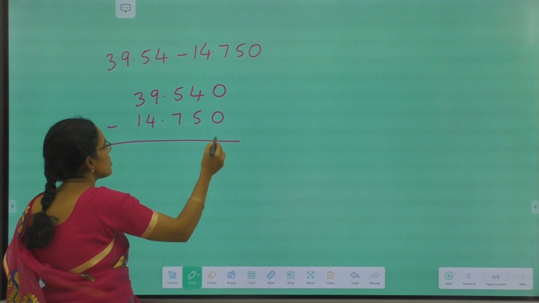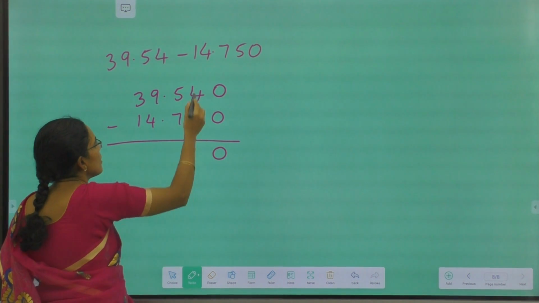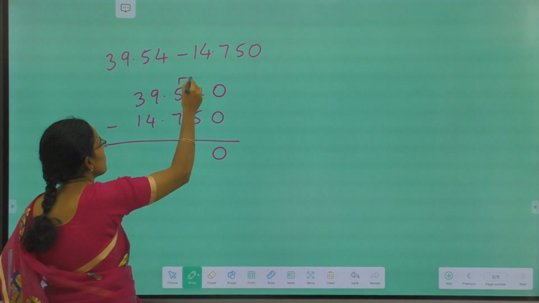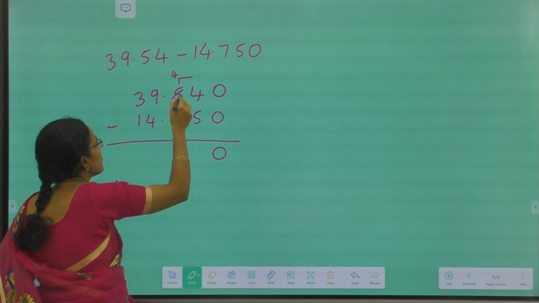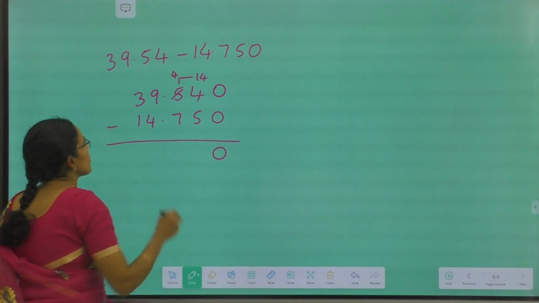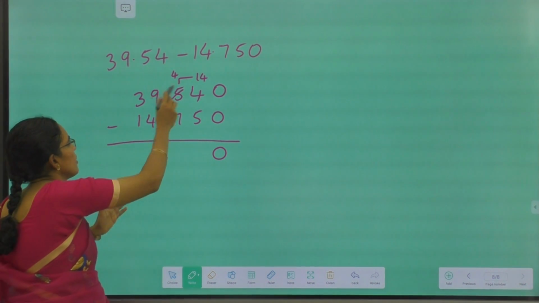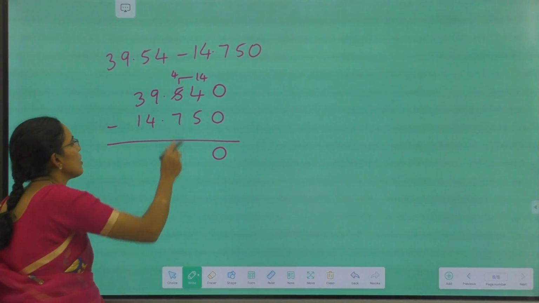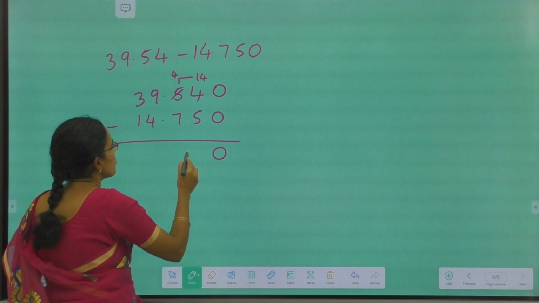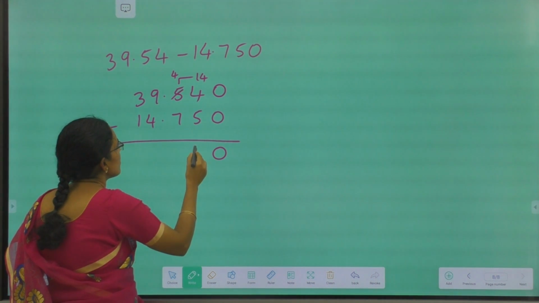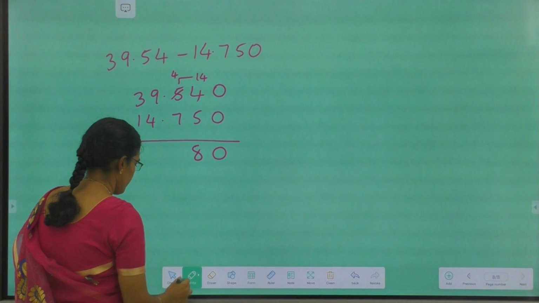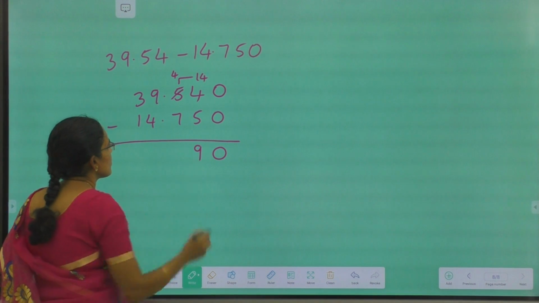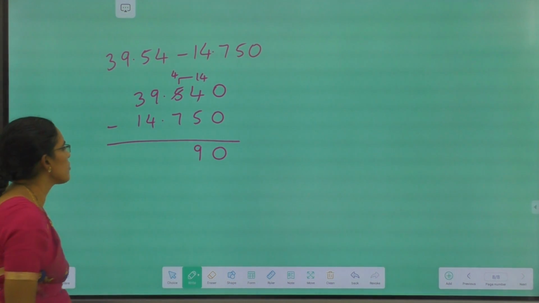And now 0 minus 0 gives 0 again. Now 4 minus 5. We cannot subtract 5 from 4, then we should borrow, and we are left with only 4. Now it is 14. We borrowed 1 from the tenths, then it becomes 10 hundredths, plus already we have 4 hundredths, 14 hundredths. 14 minus 5 is 9.